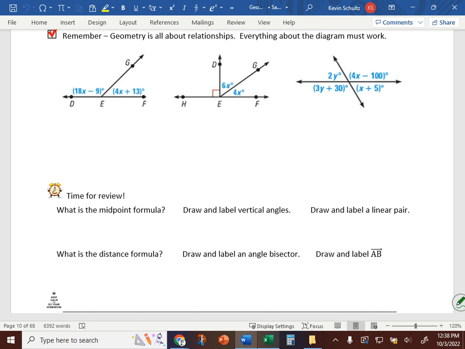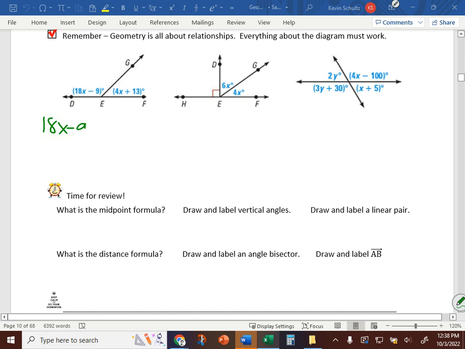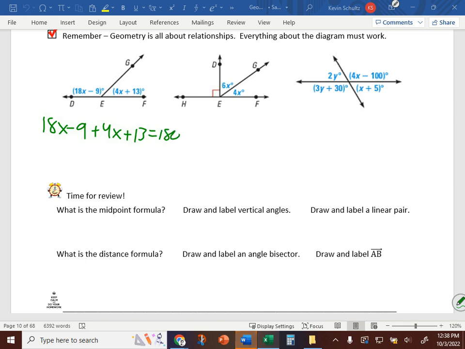I mean, each angle equals 180? There's some. And how do you know that? Because they make a straight line. Okay? And 2 angles that make a straight line are a linear pair. Therefore, they add to be 180. So the relationship we can set up, 18x minus 9 plus 4x plus 13 equals 180. Okay? 18x minus 9 plus 4x plus 13 equals 180. And we know that because their sum has to make 180. Because the definition of a linear pair, they make a straight line.